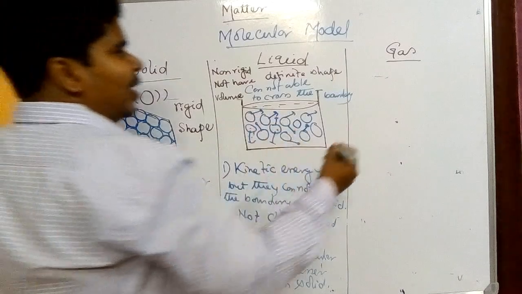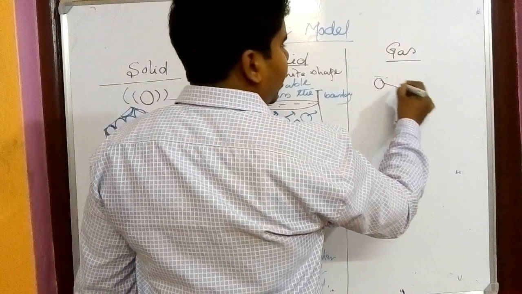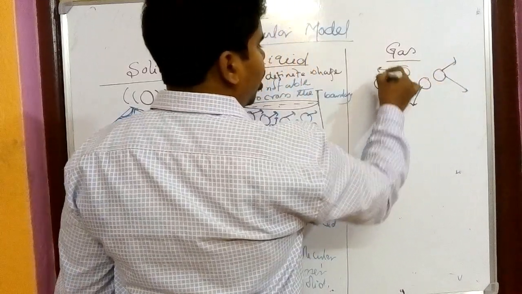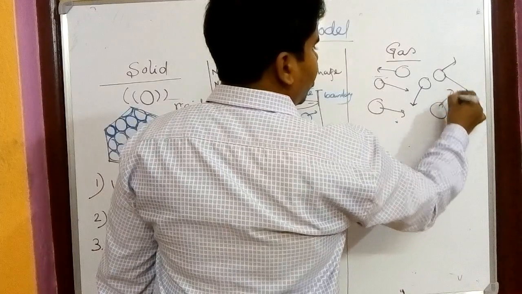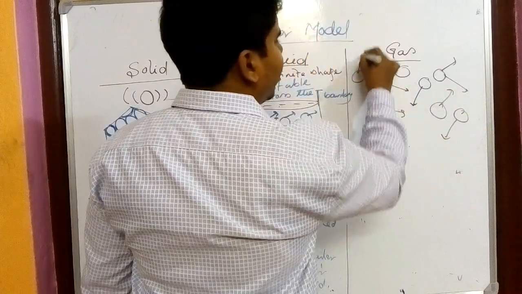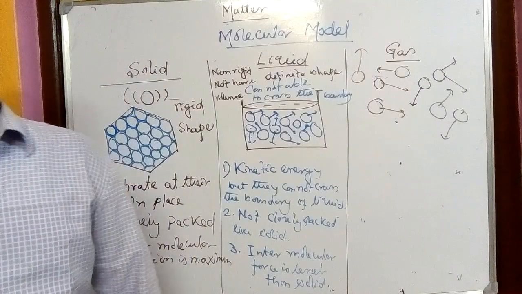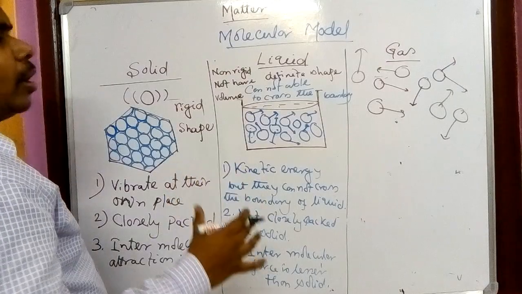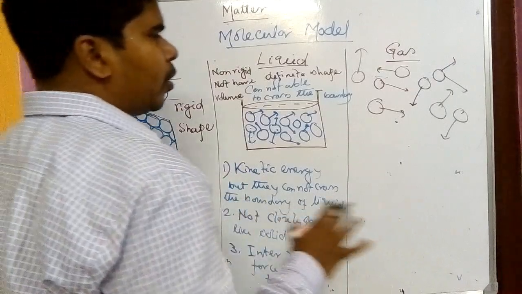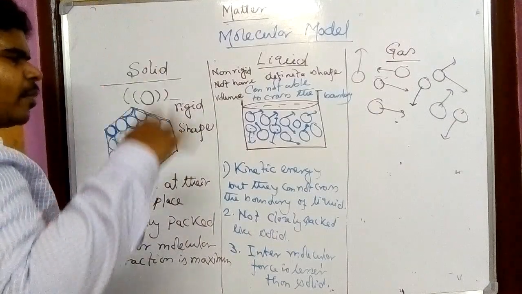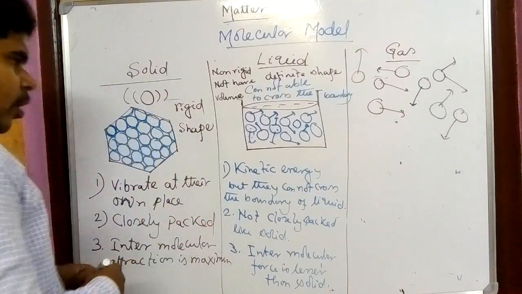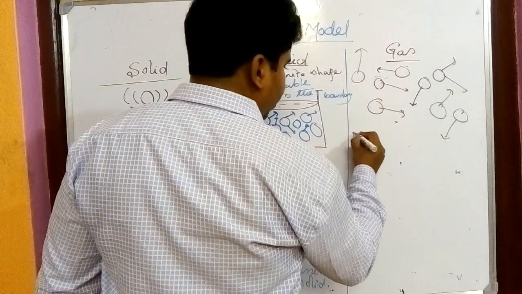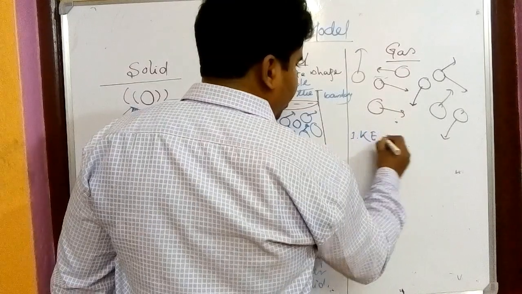But for gas, its molecules are very carefree, we can say. They can move anywhere, in any direction. No boundary is there for gas. They can move in any direction. This is the molecular model of gas. There is no movement in a particular direction. If we look at the properties, we can say kinetic energy is maximum.